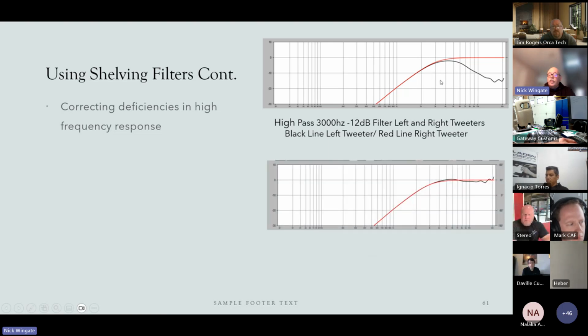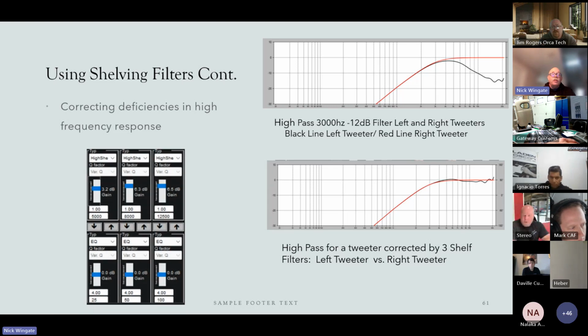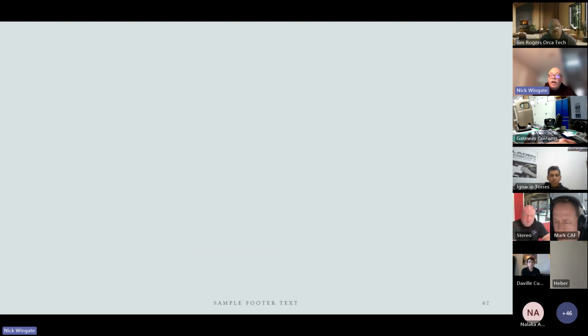So in order to fix that, I built a high pass shelf. This is a high shelf using this right here. All we did was boost frequencies at 5,000 hertz, 8,000 hertz, and 12,000 hertz. And now this is what the frequency response looks like. So they virtually match each other. That's how you use these filters. That's how you use a shelving filter. And they are lifesavers, okay?